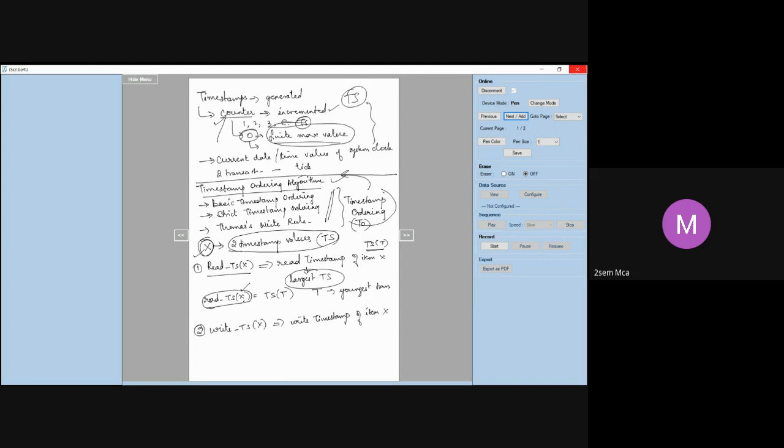So read TS of X is equal to TS of T. It is the largest timestamp of this particular transaction. TS of T means T is the youngest transaction that has read X successfully.